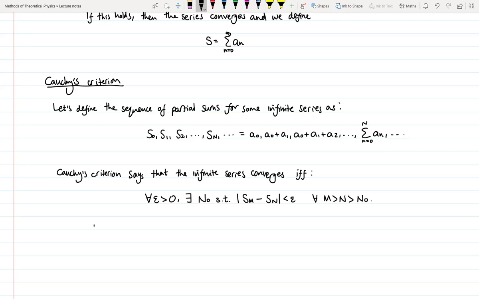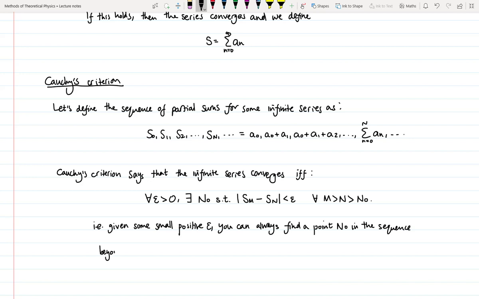Okay, so what does this mean? This means, i.e., given some small positive epsilon, you can always find a point n0 in the sequence of partial sums beyond which all elements, so all partial sums, are within epsilon of each other.